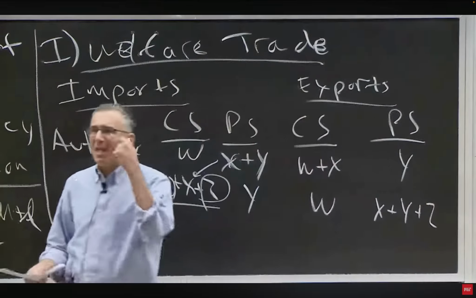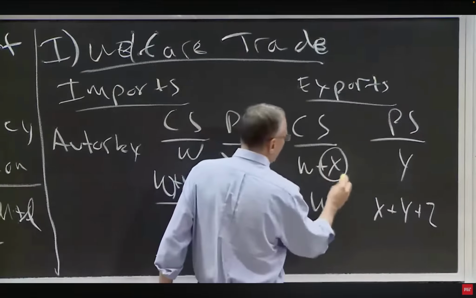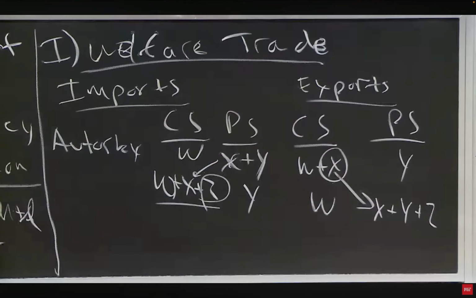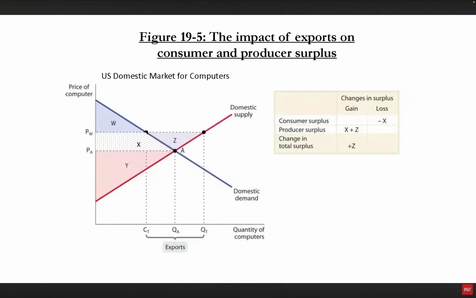So we have the flip case. Now we've transferred surplus from consumers to producers. And producers have also gotten Z. So it's a transfer with a gain. You've got consumers losing by X, producers winning by X plus Z. Total social welfare goes up by the area Z.